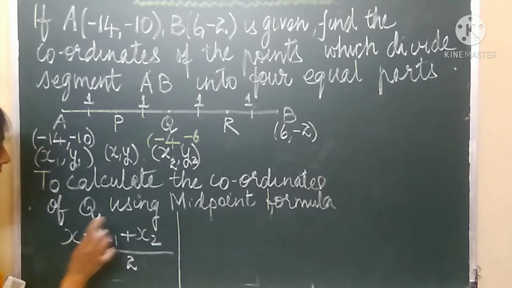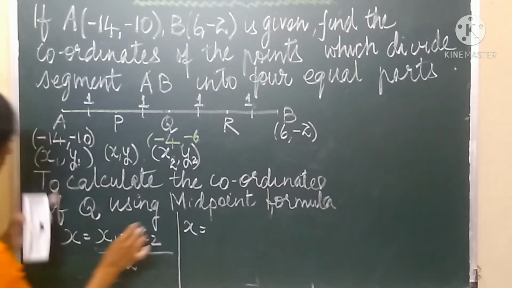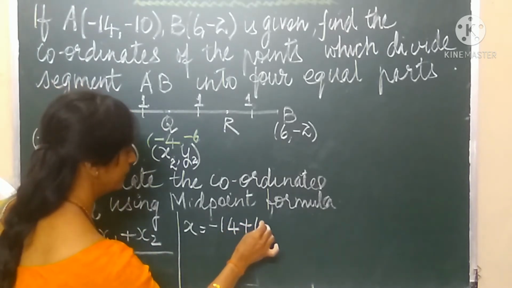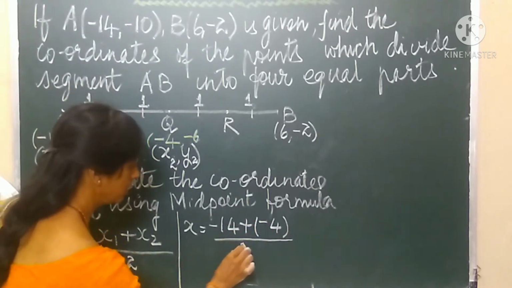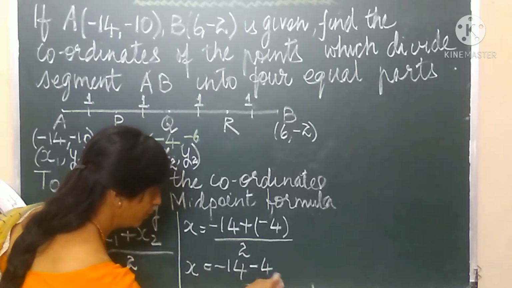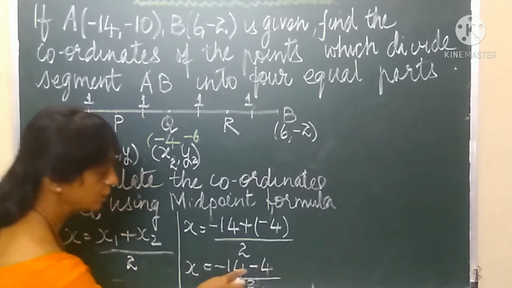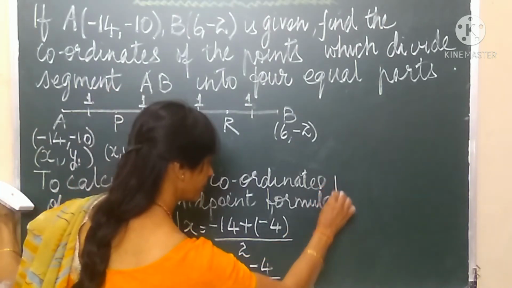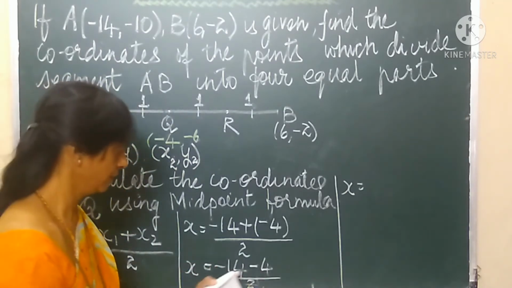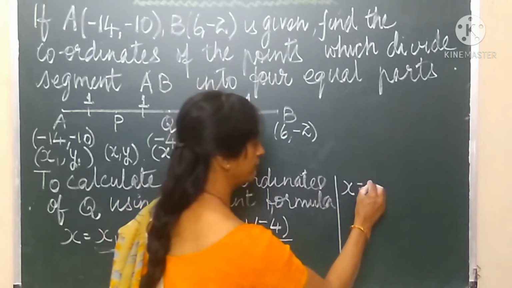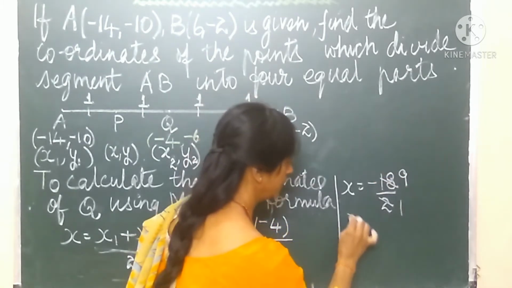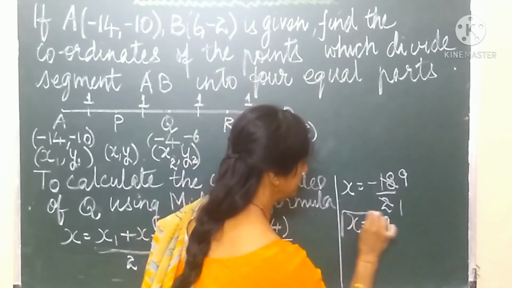So, x. We have to calculate x1 is minus 14 plus x2 is with a negative value minus 4, upon 2. So x is equal to minus 14 plus minus gives us minus 4, upon 2. Again, I told you, when you have negative values, you have to add, but with the negative sign. Minus 14 minus 4 gives us minus 18, upon 2. Let's reduce. 2 ones are 2, 9 are. So x is equal to minus 9.